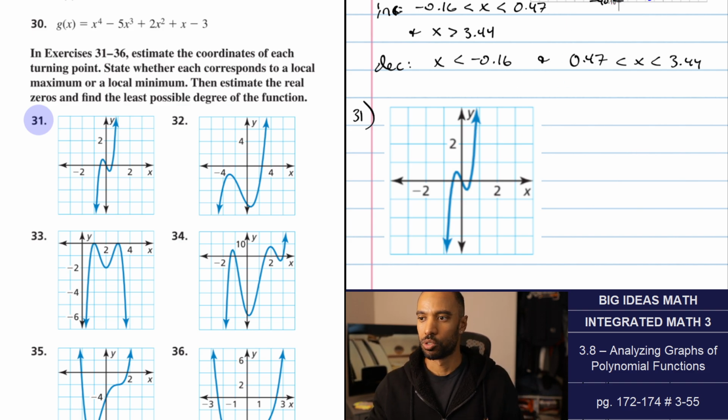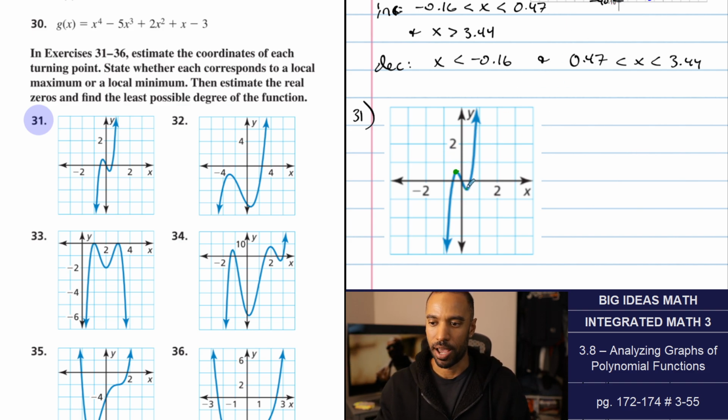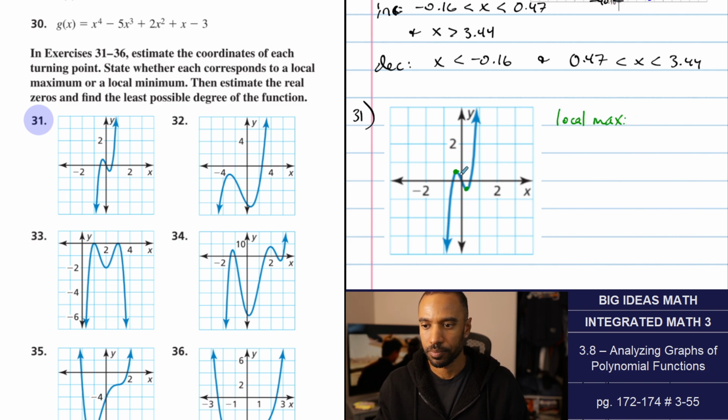Okay. So turning points are here and here for number 9. So this one's going to be a local max. This is going to be a local min, right? So my local max, I estimate to be, this is negative 1. I estimate about negative, I don't know, 0.3, comma 0.5. That's just my own guess.